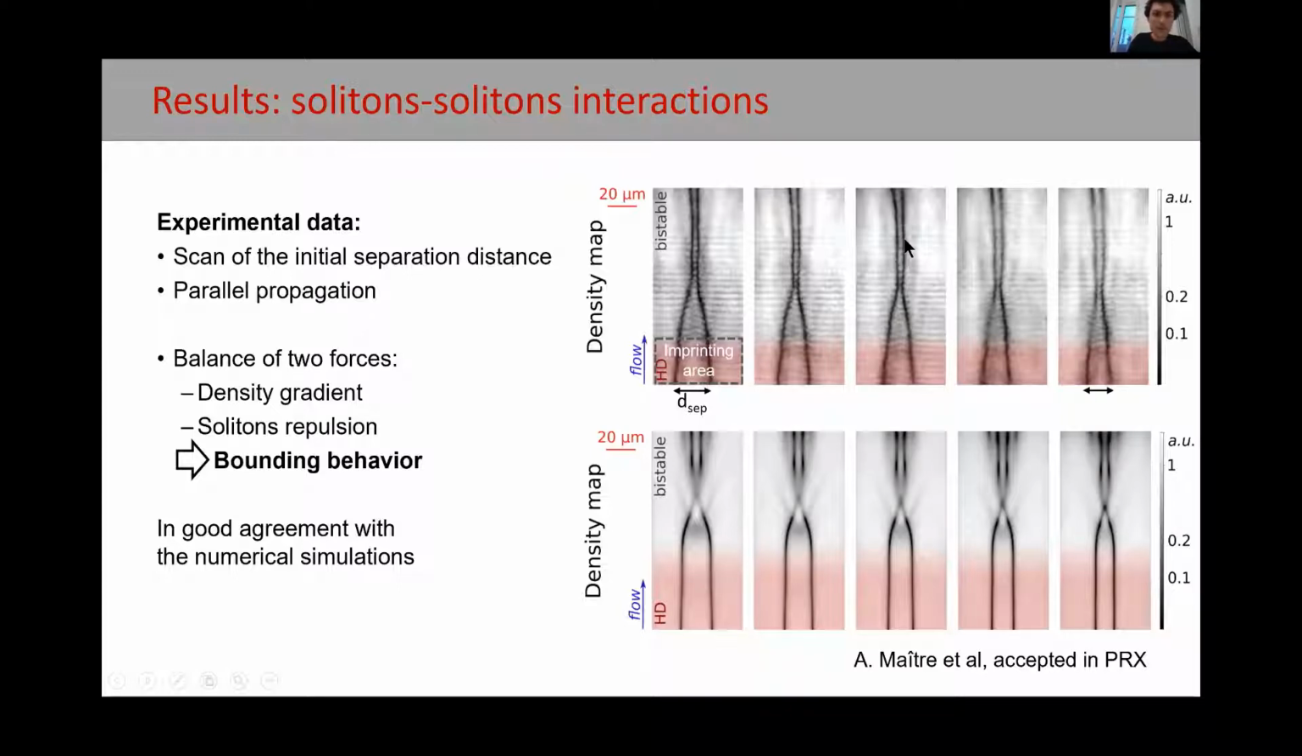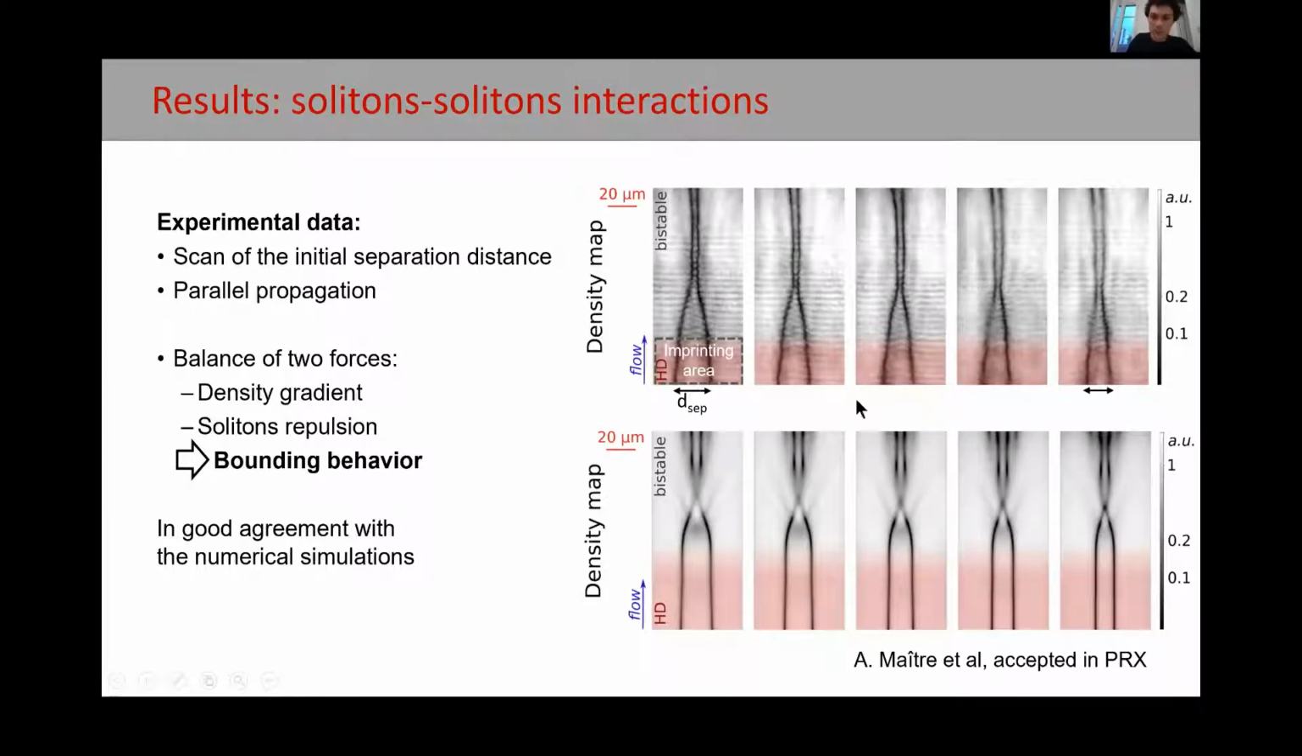This unconventional bonding behavior can be explained by the balance between two forces. First, the conventional force, which is due to the soliton-soliton repulsive interaction. And the second one, which is due to a density gradient between the inner part of the soliton pair and the rest of the fluid. These forces tend to move the solitons closer to each other.